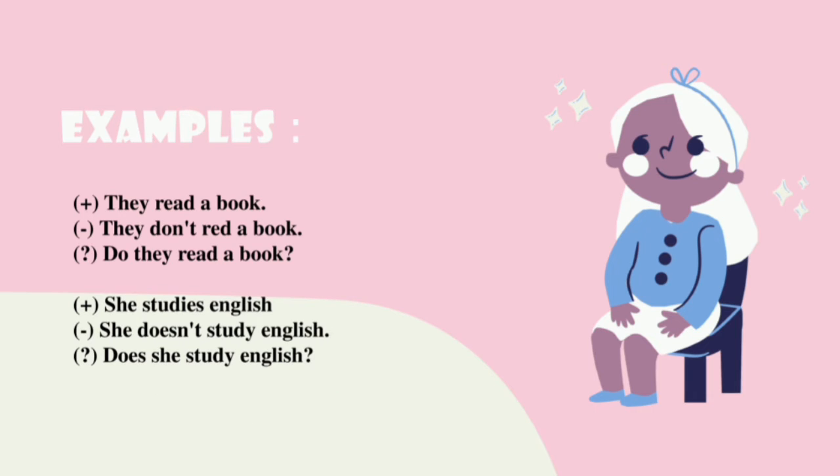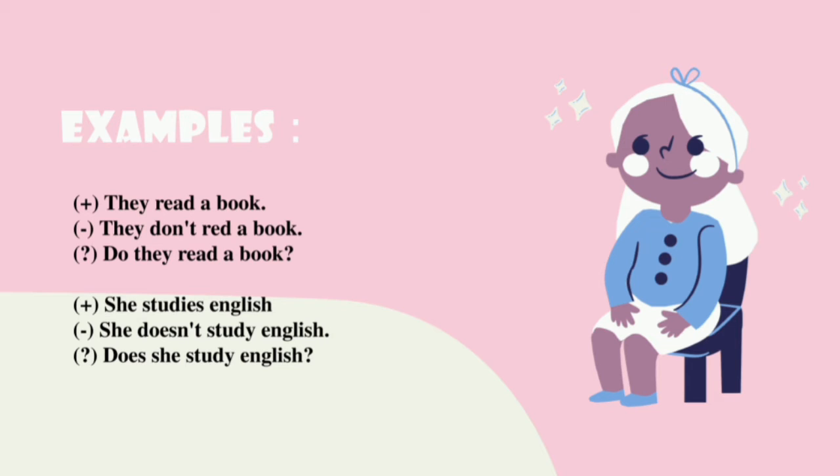In these slides, we can find some examples of verbal sentences. The first example is for the positive sentence: they read a book. For the negative sentence: they don't read a book. Why using don't? Because the subject is they. For the interrogative sentence: do they read a book?